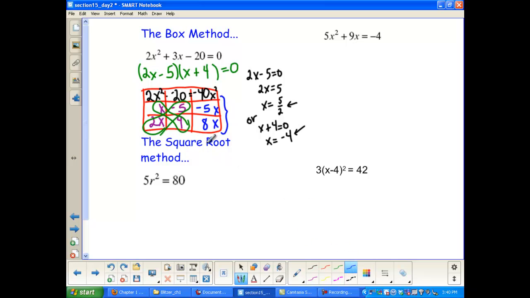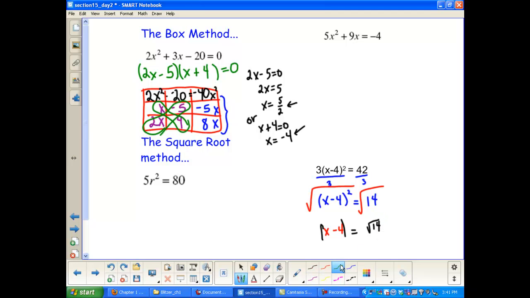Here's a method called the square root method, which is usually found to be quite simple by students. You want to isolate the squared part of the expression. So for instance here, we would divide both sides by 3. And once you have isolated the squared part, you can take the square root of both sides. So that leaves you with the absolute value of x minus 4 equals the square root of 14.